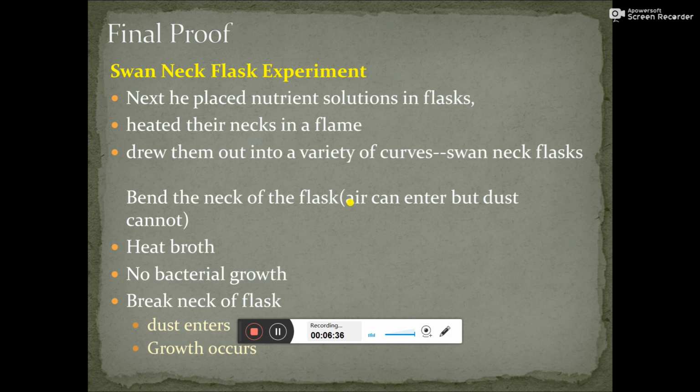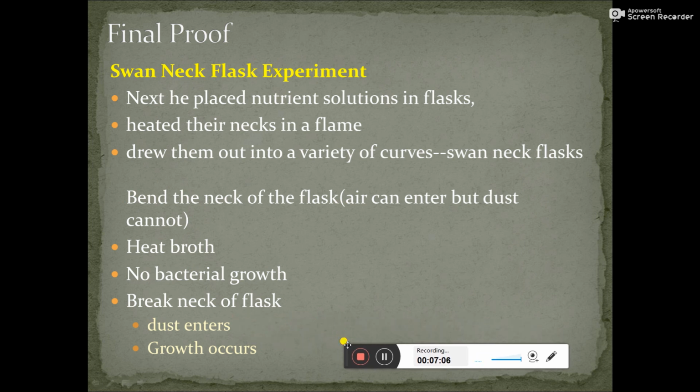What he did is, he placed nutrient solution in flasks, heated their necks in the flame, and drew them into a variety of curves called swan neck flasks. He bent the neck of the flask in such a way that air can enter but the dust cannot. He heated the broth and found that there was no bacterial growth. But if you break the neck of this particular flask, the dust will enter into it, and then the growth will occur.